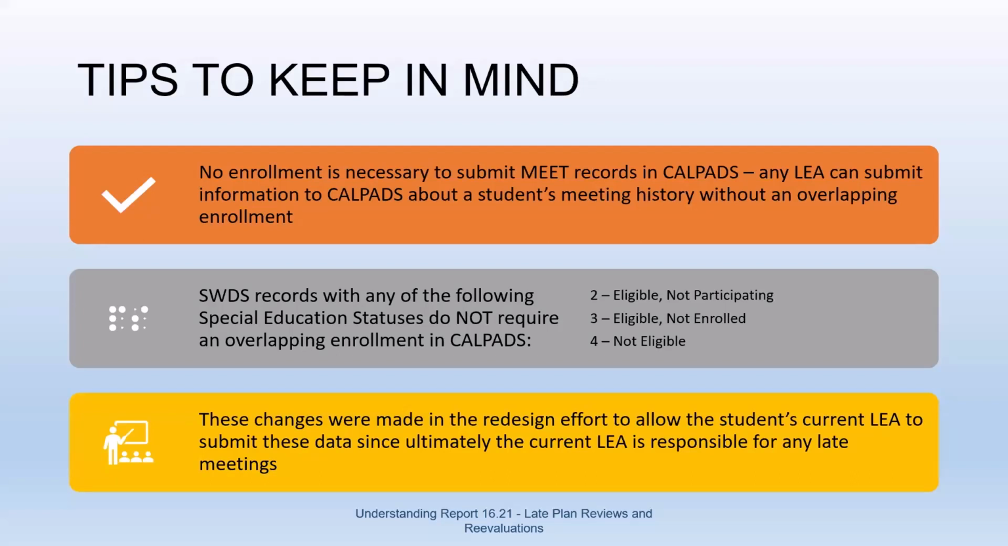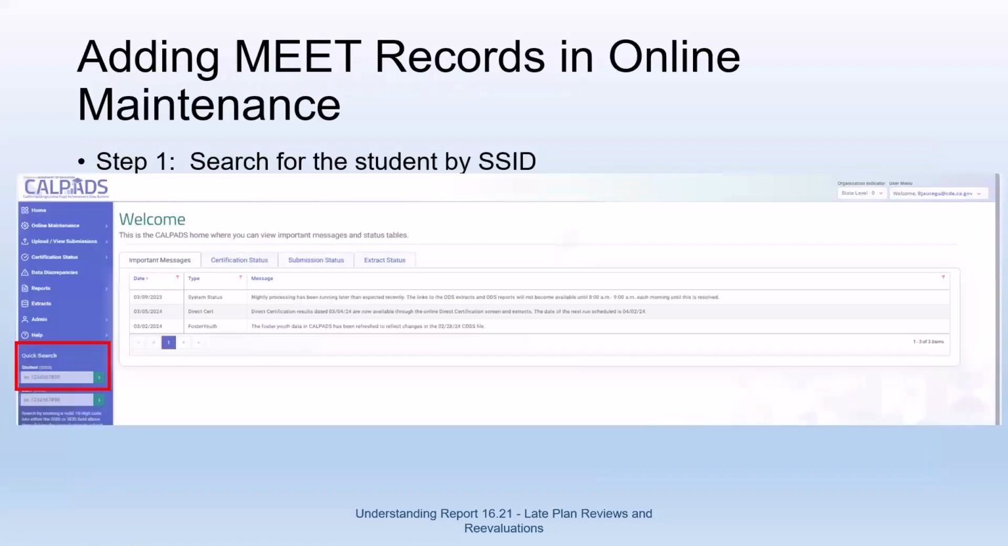Okay, so these changes we really made because we heard your frustration about how the reports worked last year, how the files worked, and that you had to have ownership of the student at all times, right? And so in these cases, you can actually submit up these meeting records and submit up the Students with Disabilities Status records. So many of you keep asking, well, how do I do that? I have no idea how to add this record. Guess what? I'm going to show you right now.